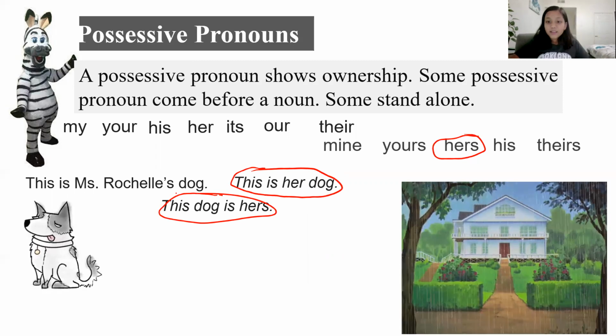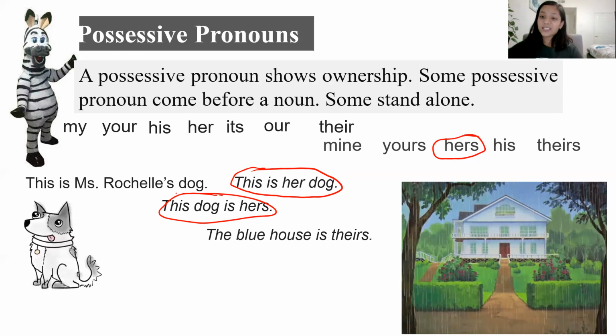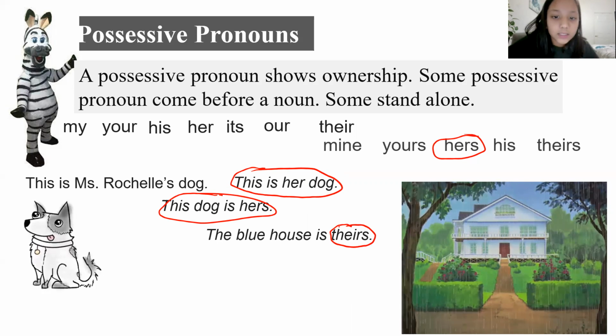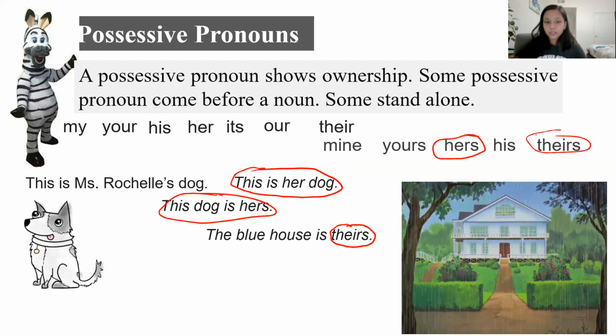Anyways, do you see that big, beautiful house? This blue house is theirs. So whose house is it? It's their house. So this blue house is theirs. Now, theirs, as you can see, is a standalone, because the noun comes before it.